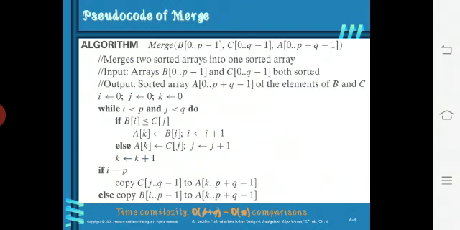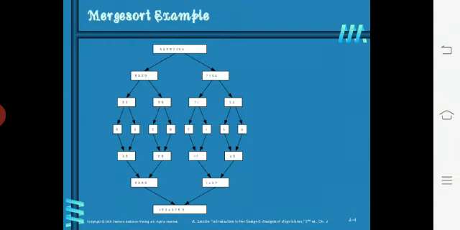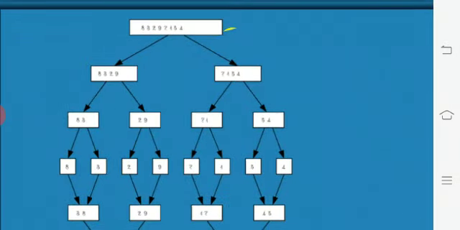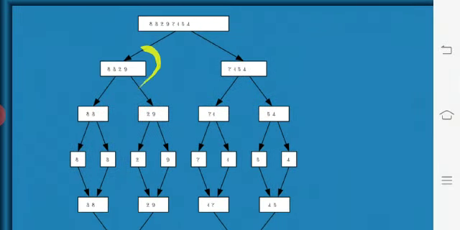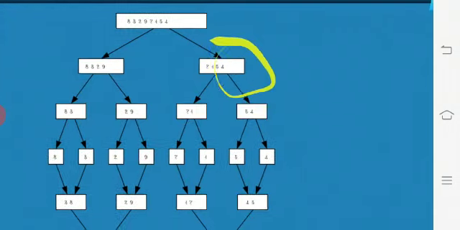Let us look at a problem so that you can better understand. If you look at this problem here, you have an array of numbers. How many numbers do we have here? I guess 8 numbers. So we're going to divide it into 2 equal halves at first, into 2 arrays each of size 4. There goes my left half, and there goes my right half.